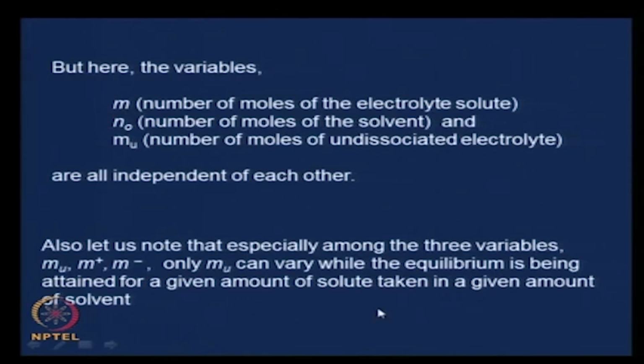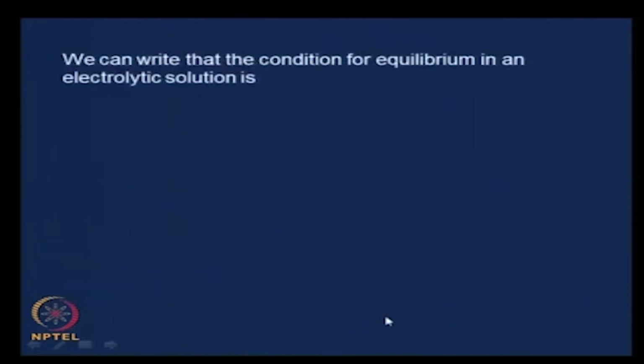Once we are clear about these things, it is quite easy to write the functional dependencies. We can write the condition for equilibrium in an electrolytic solution as the partial derivative of Gt with respect to mu. We are just taking it with respect to one independent variable, the number of moles of the undissociated electrolyte, at constant T, P, n and n0, the number of moles of the solute and the number of moles of the solvent. This is 0. This is the condition for equilibrium, equation 6.66.